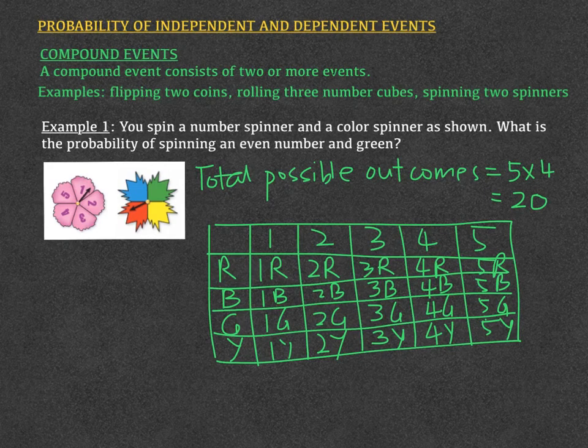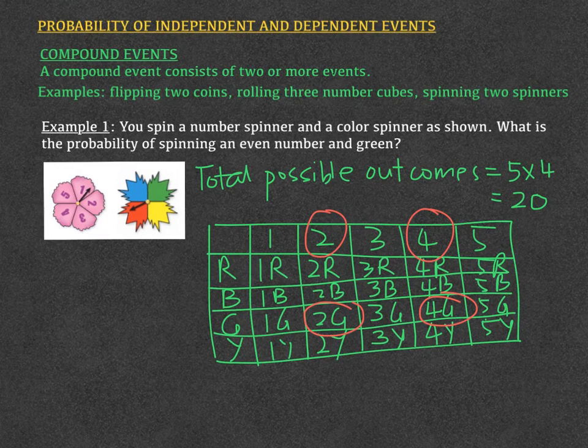Now we want to see what the favorable outcomes are. The favorable outcomes will be the ones that we're looking for, an even number and green. So I'm looking at even number and green. We know that 2 and 4 are the even numbers in this case, and we're looking at green. So this is 2 and green and 4 and green. Out of here, we can see that there are 2 possible outcomes that we want in this example.